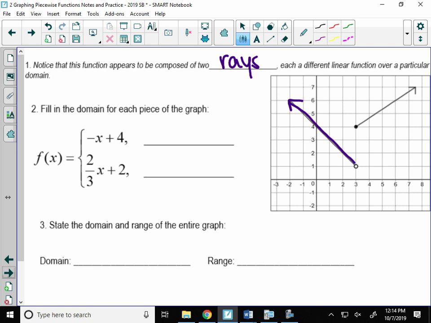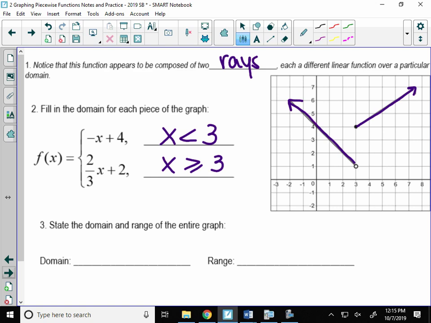Are those x's bigger than 3 or smaller? Smaller, so you'd say x is less than 3. That is the domain on which that piece of the graph is created. What about the ray on the right? What's the domain for it? X is greater than or equal to 3. Right? I don't have another endpoint because it goes to infinity.